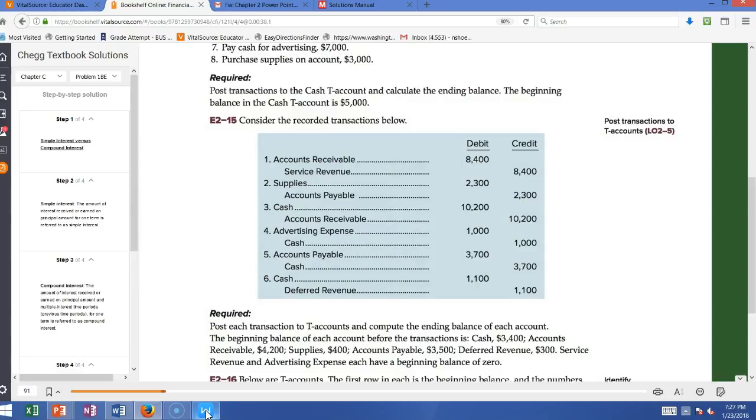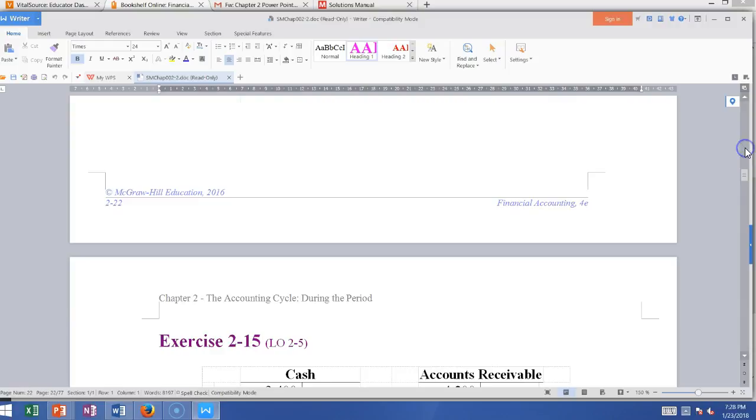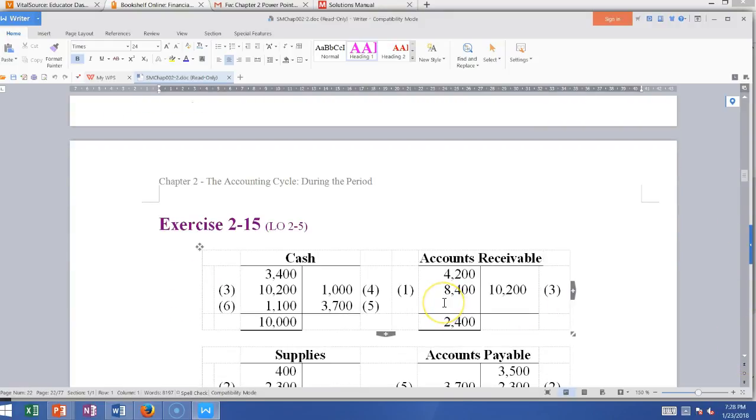So number 3, we're going to show the cash of $10,200 and credit our accounts receivable of $10,200. So again, up here, cash, number 3, $10,200, and then our accounts receivable is a credit of $10,200. You see that?